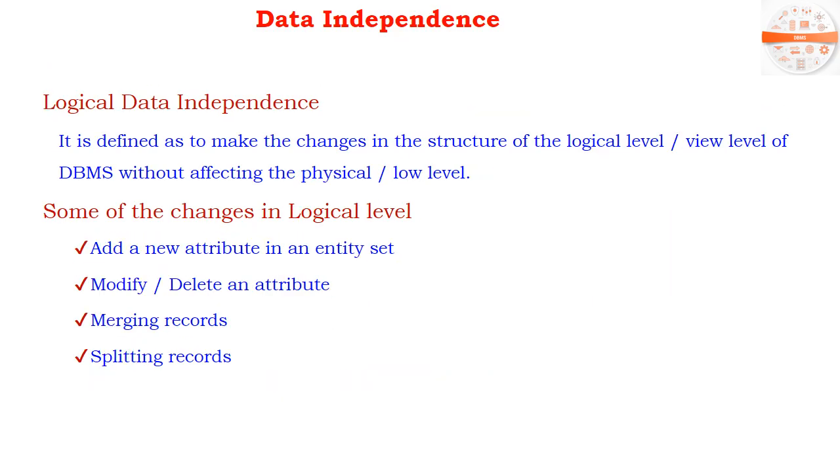And next one is logical data independence. It is defined as making changes in the structure of the logical level or view level of DBMS without affecting the physical level, that is the low level. What changes can we do in the logical level? We can add a new attribute in the entity set. We can modify or delete an attribute, merge records or split records. We can do all these operations without affecting the low level or physical level.